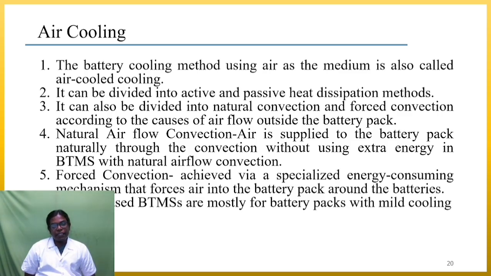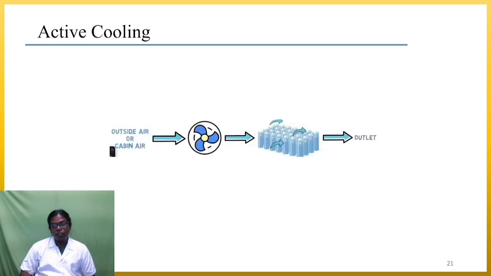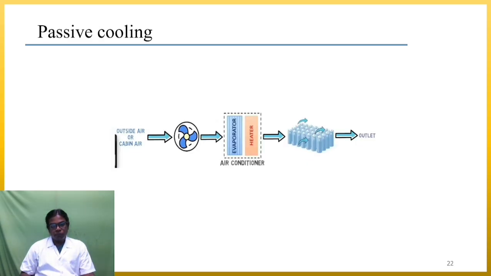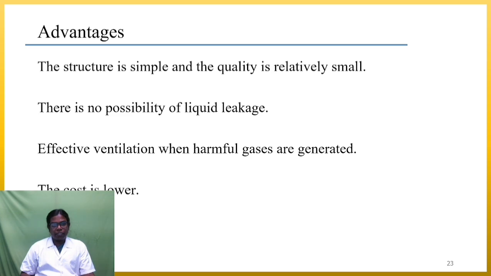So air-based BTMS are mostly for battery packs with mild cooling demands. This is active cooling: outside air or cabin air is directed to the battery. Passive cooling: we just evaporate and use a radiator to outlets. Advantages: the structure is simple and the mass is relatively small. There is no possibility of liquid leakage. Effective ventilation when harmful gases are generated. The cost is lower.